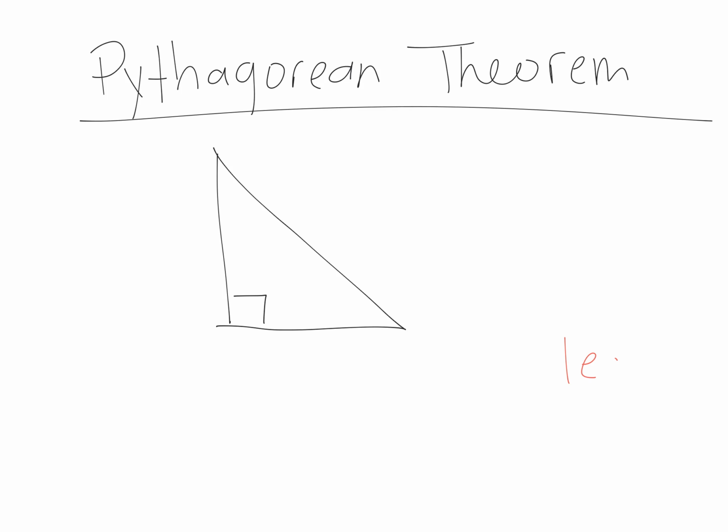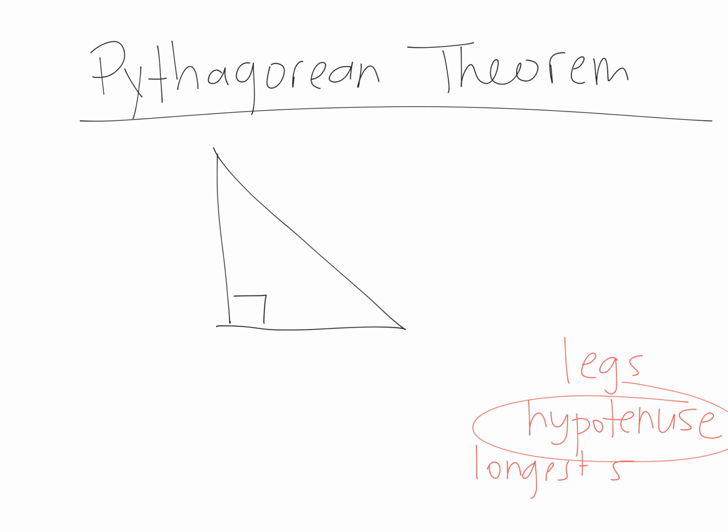We have legs of a triangle and we have a hypotenuse. It's really important that you always label the hypotenuse in the correct spot. Always label the hypotenuse first. How do you know where the hypotenuse is? What is the hypotenuse? It is the longest side of a right triangle.